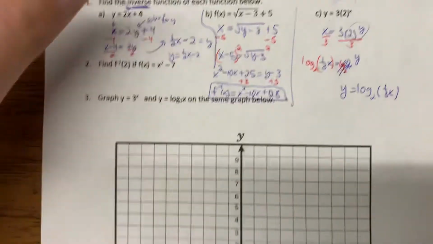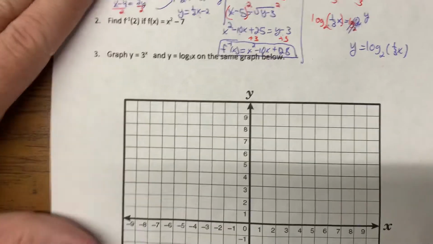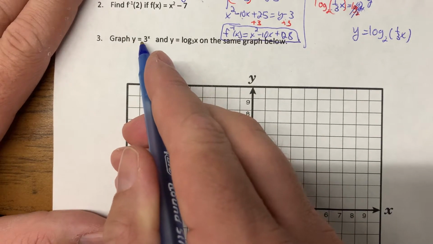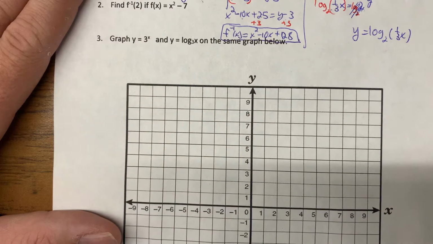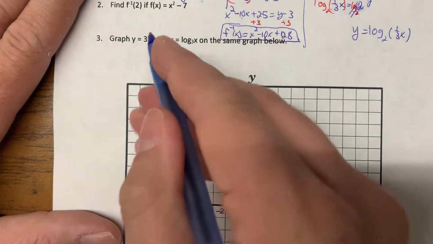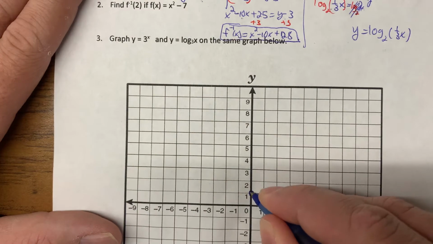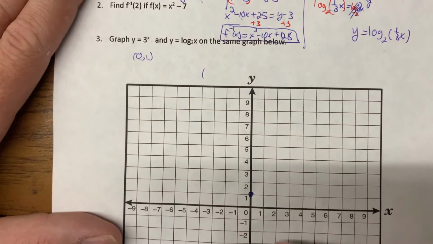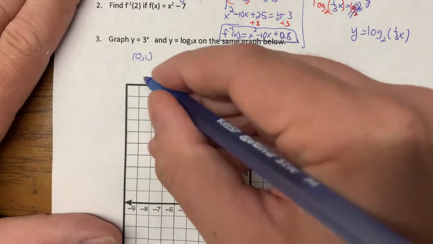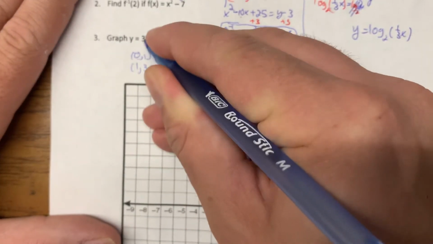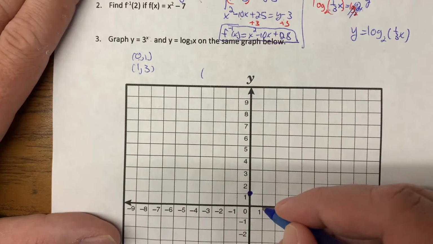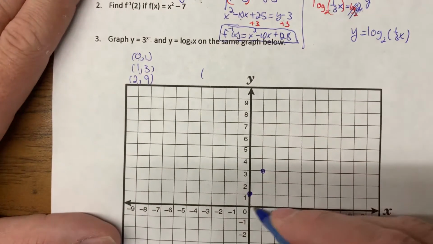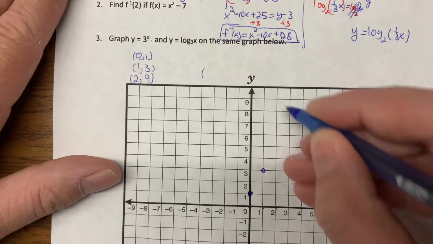Finally, let's make sure we have good base skills. What are four of the points that are on the graph of y equals 3 to the x? And hopefully we know that anything to the 0 is 1. So when x is 0, y is 1. 3 to the 0 is 1. When x is 1, y is 3. 3 to the 1 power is 3. So I'm going to put a point at 1, 3. When x is 2, y is 9, because 3 squared is 9, 2, 9.